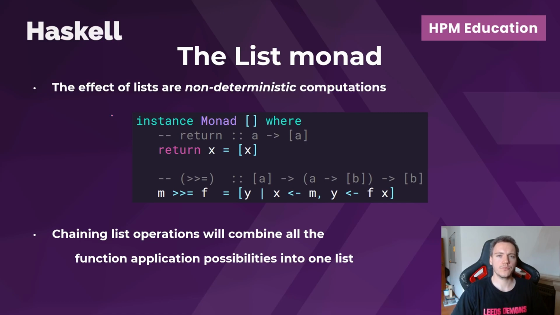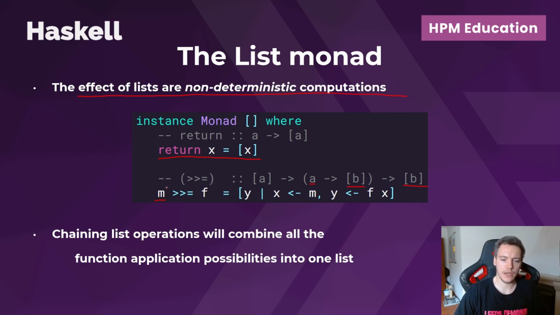We'll go through one more example of a monadic type, which is the list monad. And we said before that the effect of lists is non-deterministic computations. Non-deterministic meaning there are multiple possibilities, multiple results possible. So in the monad instance for lists, return x is simply the value x wrapped in a list. And for the bind operator, let's go through the type signature first. We have a list of a's, the monadic value here is the list. Then we have a function that operates on a and returns a list of b's, and finally the result is a list of b's.